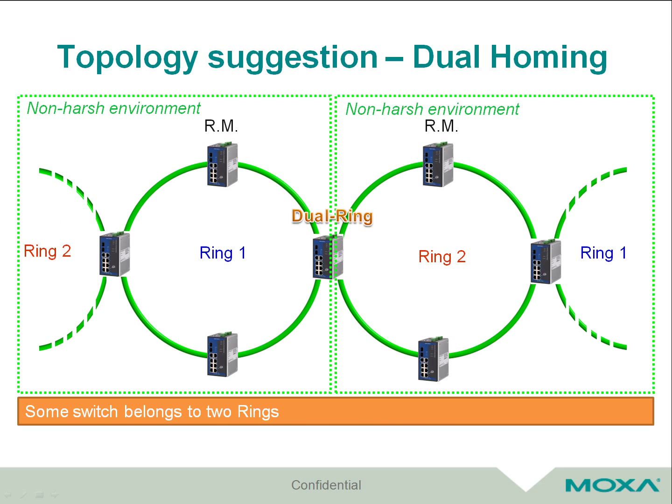When both rings are located in a non-harsh environment, we can lower down the cost even more and use dual ring. Here we have one switch that belongs to two rings at the same time. Please remember that one switch can be a part of only two rings maximum.